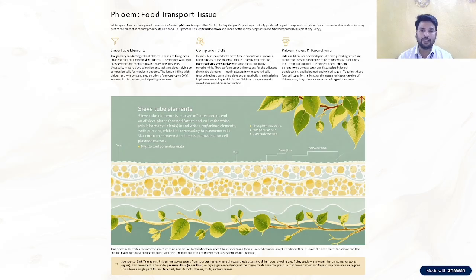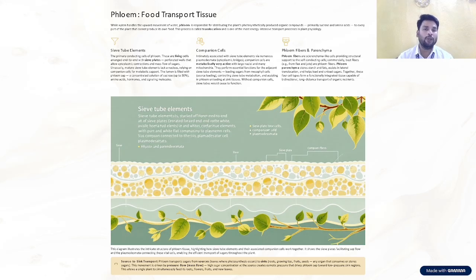Second element is the companion cells, intimately associated with the sieve element via numerous plasmodesmata. Plasmodesmata is nothing but an interconnecting bridge between two adjacent cells. They are actually a door of the plants, via the bridge. Companion cells have large nuclei, are metabolically active, and have many mitochondria. They perform the essential functions of the adjacent sieve elements: loading sugar from mesophyll cells, controlling metabolism, and assisting in phloem unloading to the sink tissue. Without companion cells, sieve tubes would cease to function.